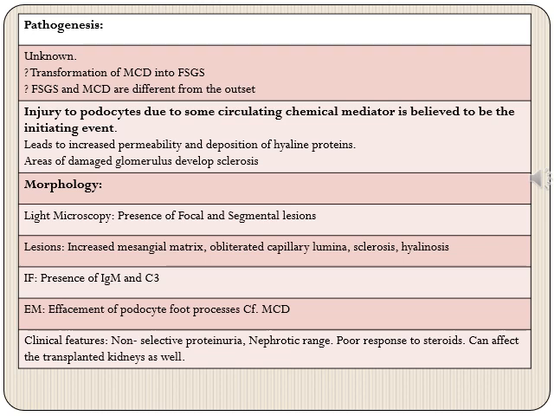Clinical features: it has non-selective type of proteinuria. As you would recall, in minimal change disease we had highly selective kind of proteinuria, and it is usually in nephrotic range. So FSGS has non-selective proteinuria, and it has poor response to steroids as compared to minimal change disease, which has a very good response to steroids, and it can affect the transplanted kidney as well.